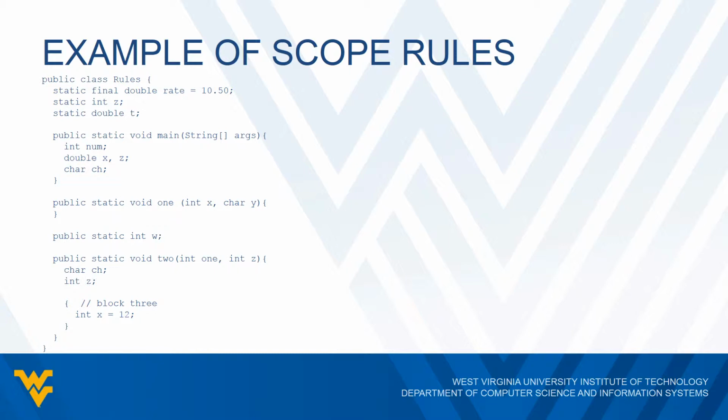I have a main method, and inside of it, I have variables num, x, z, and ch declared. I have another method called one, which has parameters x and y. I have another static int, w, and I have another method called two, which has parameters 1 and z. Inside of there, I have 2 variables declared, ch and z, and then I have this additional block, which we're going to call block 3, of an integer that's declared as x.